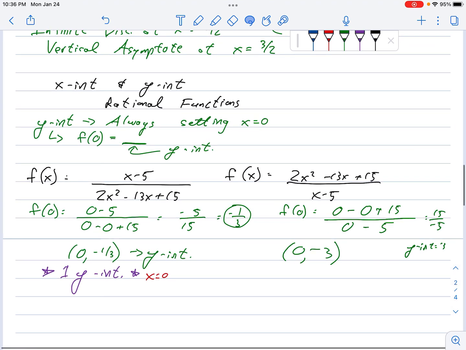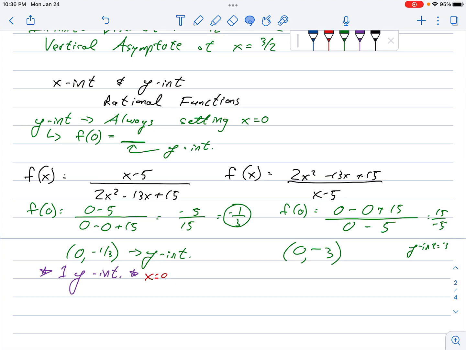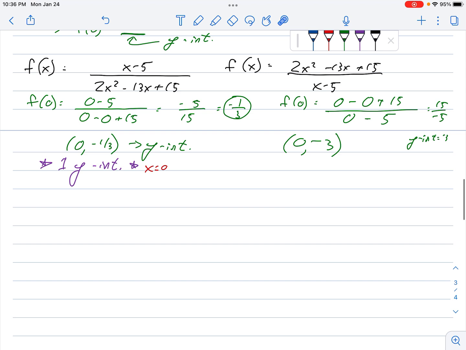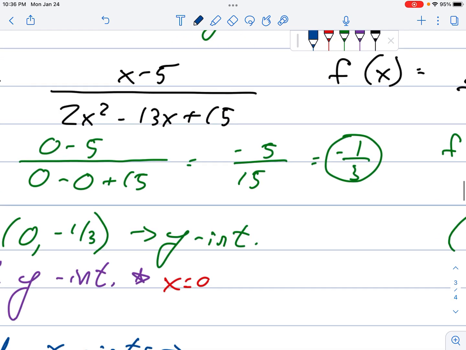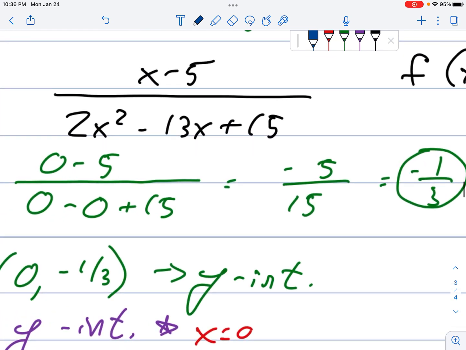So my Y-intercept is very easy to find. You just have to do a little bit of algebra, a little bit of computation, but it's pretty straightforward. You're just plugging in 0 for all the x's. Whatever I have that doesn't have x's, I'm going to simplify, and I get a number. Usually it's just a ratio, something like that. X-intercepts are a little more difficult because we were just always factoring. But how do I factor this? Or what do I do with that?